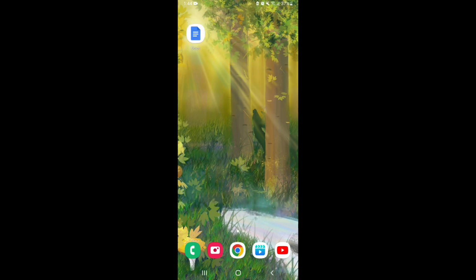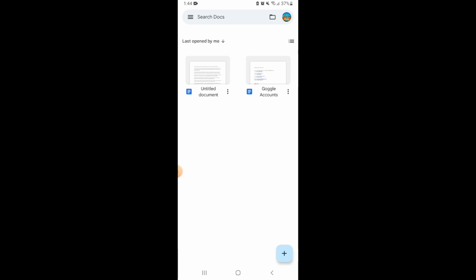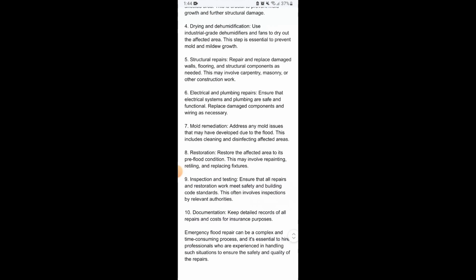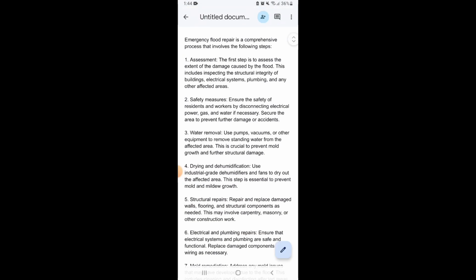So I already tapped this text, so here we go. First of all, my topic: emergency flood repair is a comprehensive process that involves the following steps. So step number one, these steps are 10. Okay, so these 10 steps are the solution of this problem.